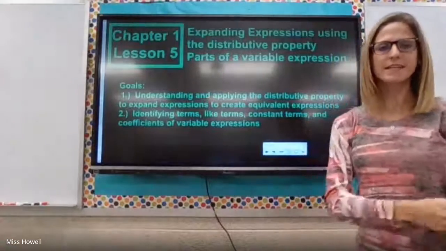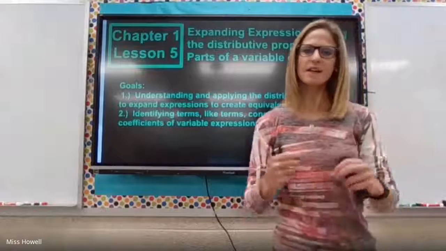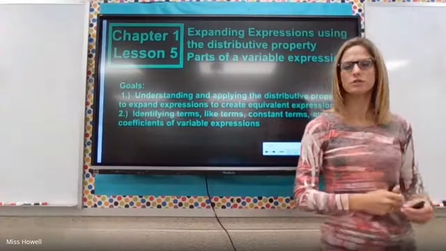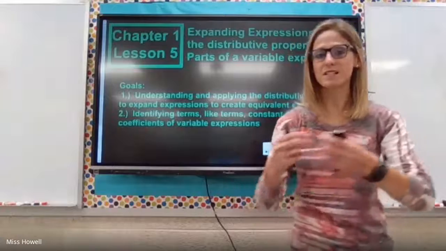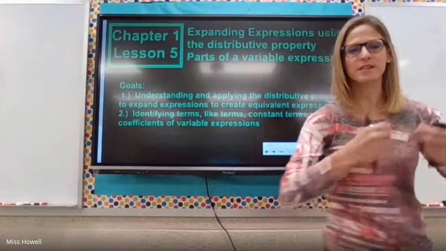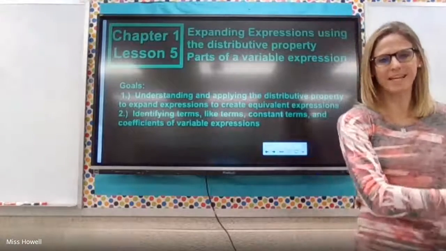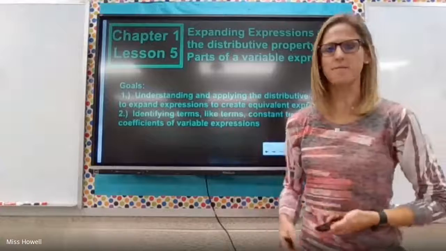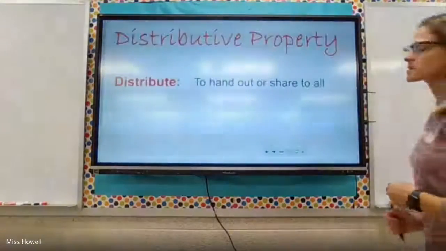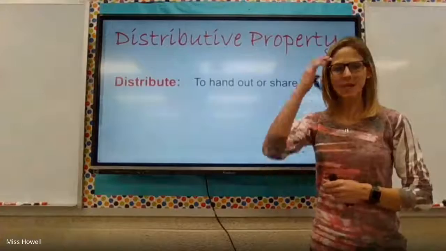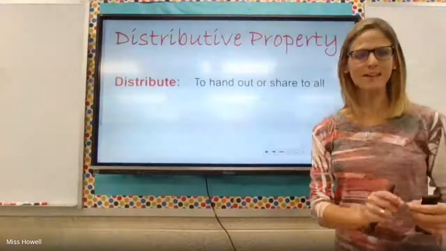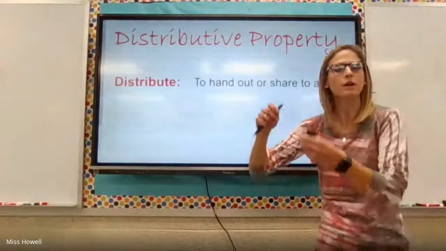Our goal for today is, can we expand expressions using what's called the distributive property? Or can we rewrite an expression in its simplest version using the distributive property as opposed to some other method? The thing that's going to help you today is just understanding what the word distribute means, because that's really what we're doing with our math as we go through the distributive property.